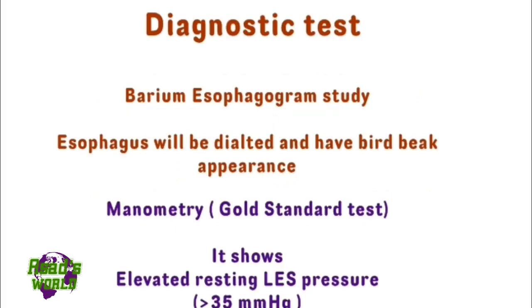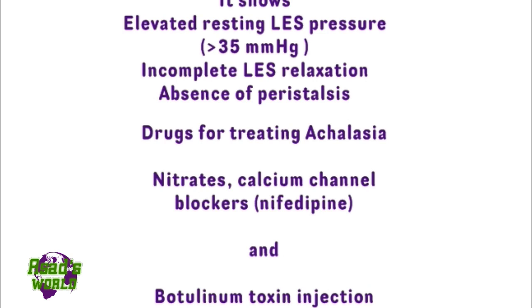Now, how to diagnose achalasia? There are different types of tests, and the gold standard is manometry, but there are others as well, such as the barium esophagus study. Manometry shows elevated LES pressure and incomplete relaxation of the lower esophageal sphincter, and this also gives an idea of the absence of peristalsis along the esophageal body.